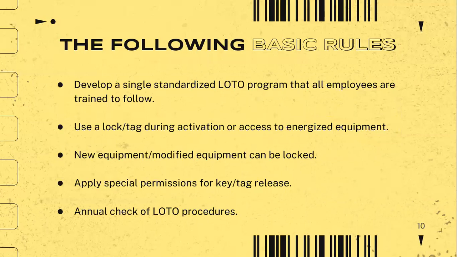The following basic rules. There are 5. First, develop a single standardized LOTO program that all employees are trained to follow. Second, use a lock or tag during activation or access to energized equipment. Third, new equipment or modified equipment can be locked. Fourth, apply special permissions for key or tag release. Fifth, annual check of LOTO procedures.